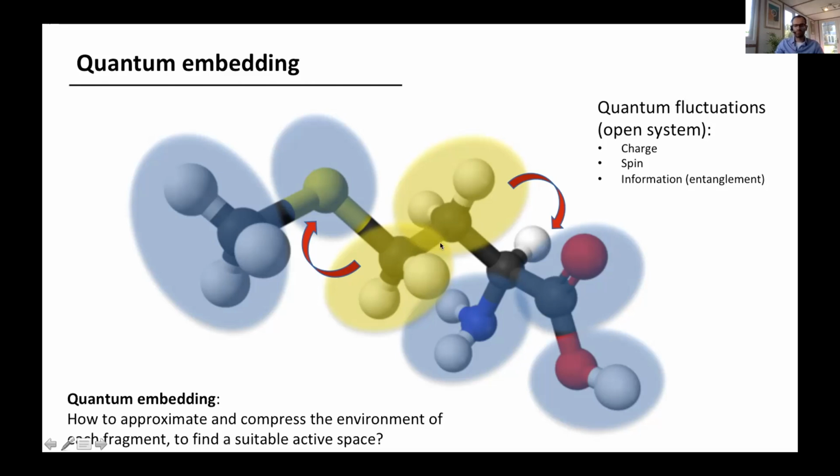And then quantum embedding just basically asks the question, if I take some arbitrary chunk of a quantum system, how do I describe its fluctuations into the environment? How do I approximate those fluctuations and compress them into a set of degrees of freedom, into a set of additional orbitals that span the environment, such that I can then combine those orbitals in the environment that are suitably chosen with our fragment orbitals to define an active space? So in some ways, you can think about it as a different way to construct an active space, starting from an inherently local approach.